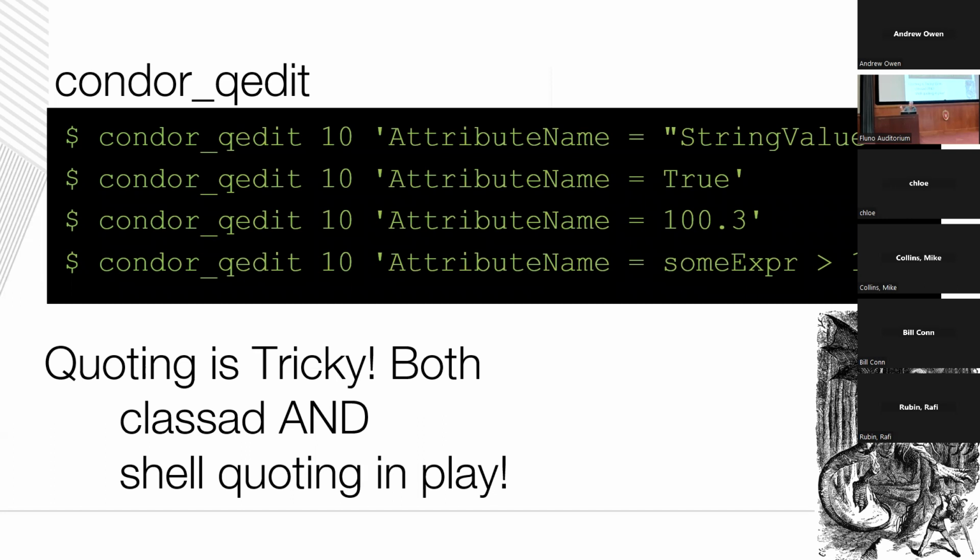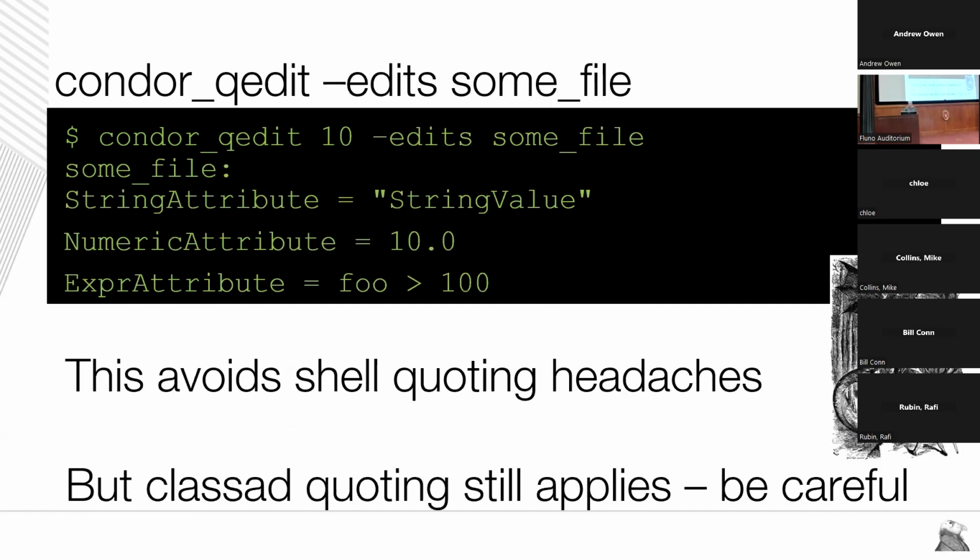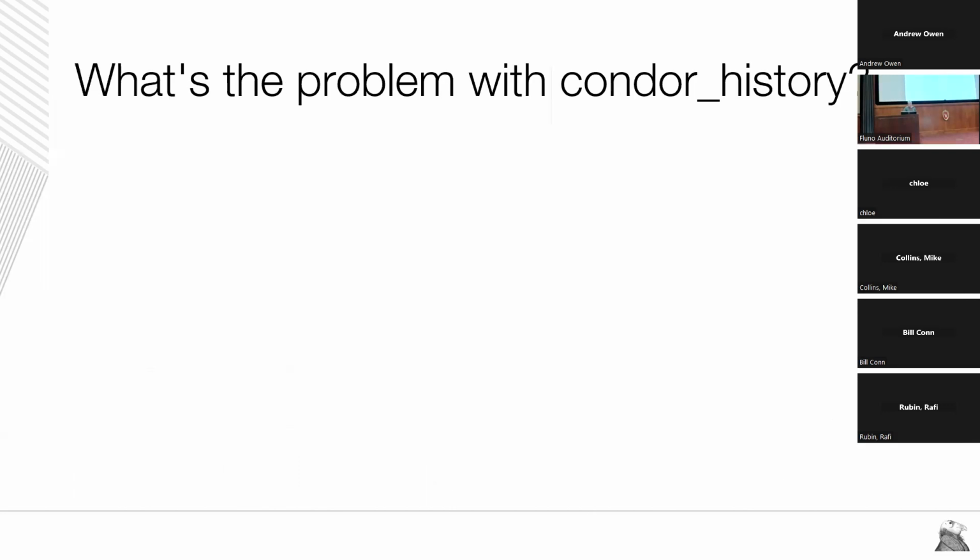Now, quoting is tricky. Remember, we've got both shell and ClassAd quoting. So you notice in the first one here, we have single quotes and double quotes. One way to get around that, again, an uncommonly used option that probably should be used more, is condor_qedit -edits, which takes a file. So you get around the shell quoting. Notice you still need the ClassAd quoting. So be careful here. That's what I want to say about condor_q and its pair, condor_history.